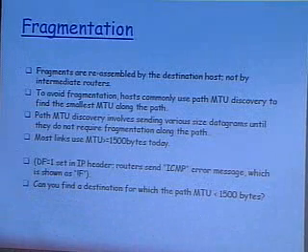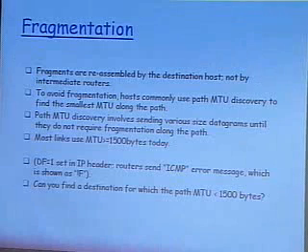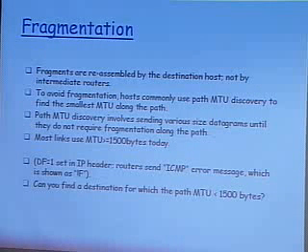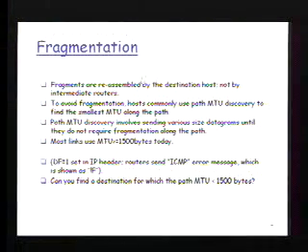So fragments are reassembled by the destination host only. The network does not do anything apart from possibly fragmenting it. Fragmentation, although it can be solved at the end host, most hosts use this technique of path MTU discovery to avoid fragmentation, because it does cause some performance problems.